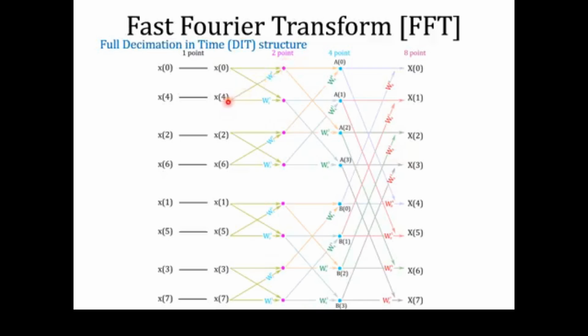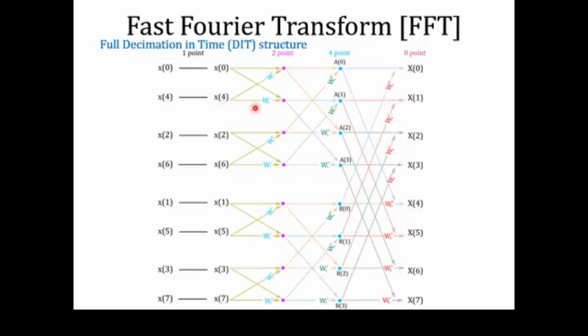So W20 will be marked on this diagonal line, or in other words, x of 4 sample value will first be multiplied with W20 and then it will be added to the x of 0 sample in order to provide the first sample value of this 2-point DFT output. Similarly, to calculate this sample value, x of 0 will appear as it is during the addition operation, while x of 4 will first be multiplied with W21 and then we will add them.